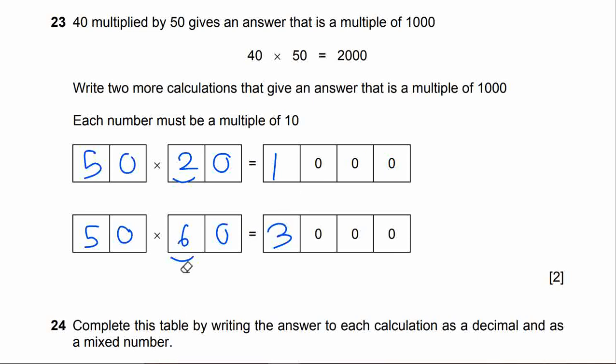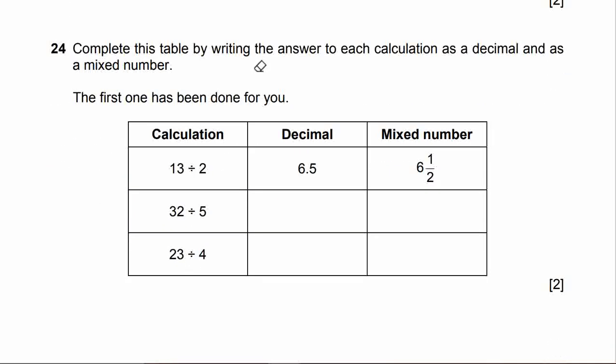Next. Number 24, complete this table by writing the answer to each calculation as a decimal and as a mixed number. The first one has been done for you. 13 divided by 2 is 6.5, and its mixed number is 6 and a half. 32 divided by 5.